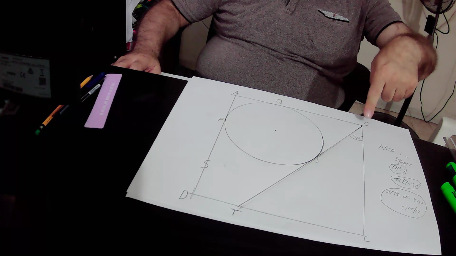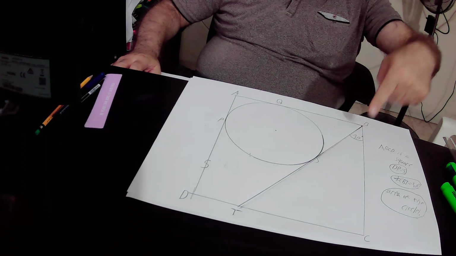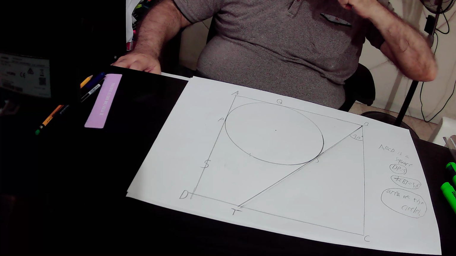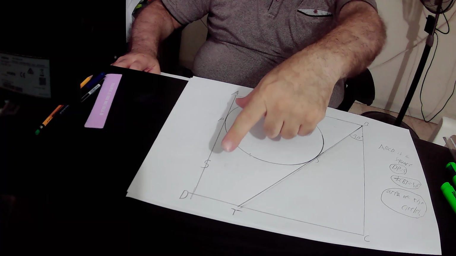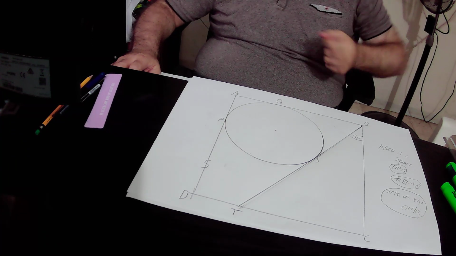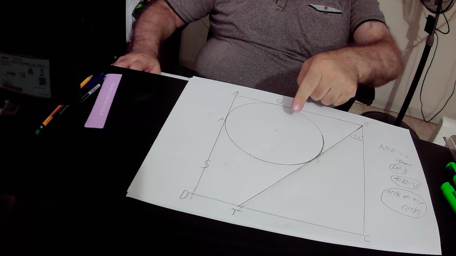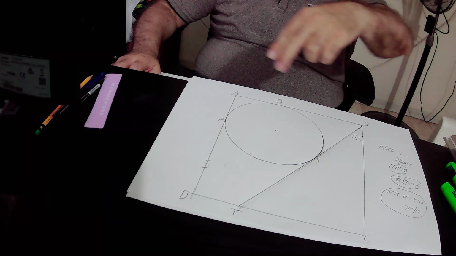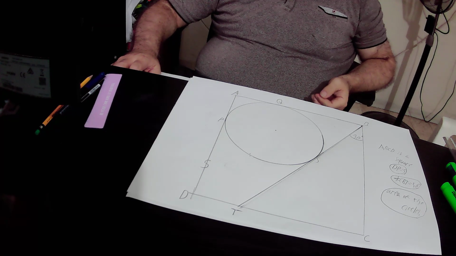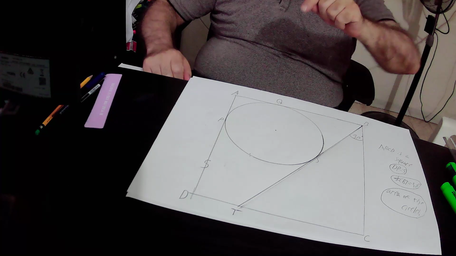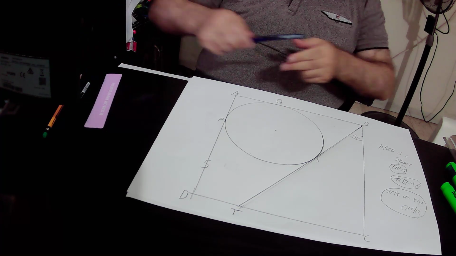Angle BCT equals 30 degrees. Line segment PD equals 5. And our mission is to find out the area of this circle that is inside square ABCD. Okay, so first of all, we'll define the center of this circle as O.